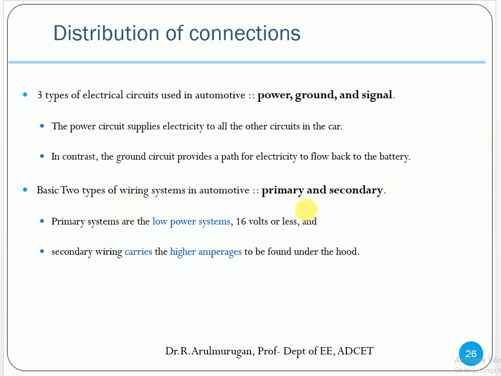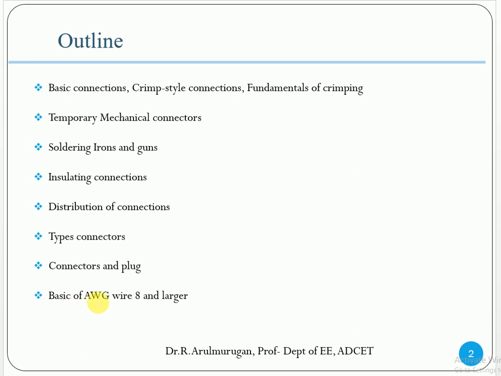So generally it is classified as primary and secondary. Primary system for low power applications, okay, low voltage applications, and the secondary wiring system for higher ampere type of applications and usage. So this is about the connector. And one more we're going to see, that is called an AWG wire 8 and larger. So what is an AWG? Why do I want to study AWG?